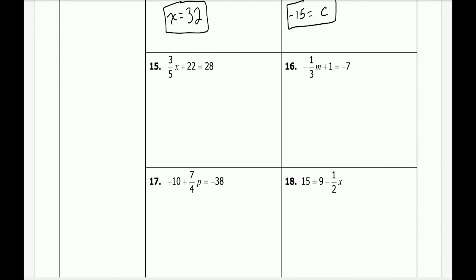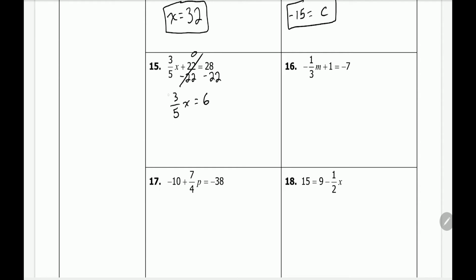Alright, number 15. We have 3 over 5x plus 22 is equal to 28. We have to get rid of this plus 22. So we have to subtract 22. So that means we have 3 over 5x is equal to 28 minus 22 is 6.